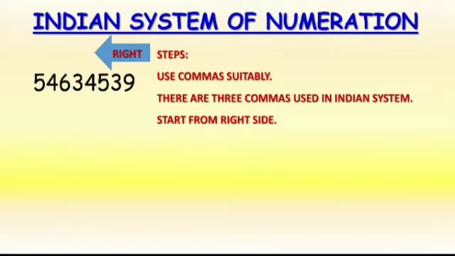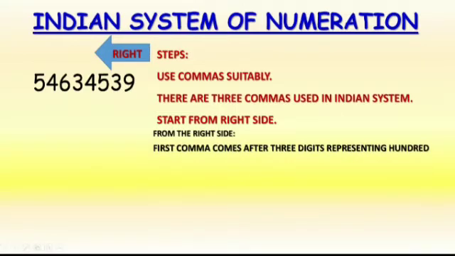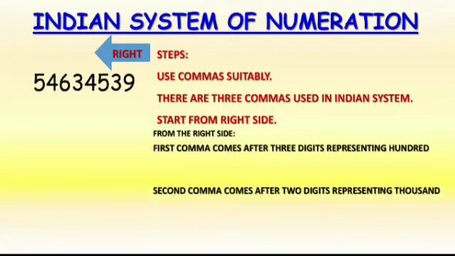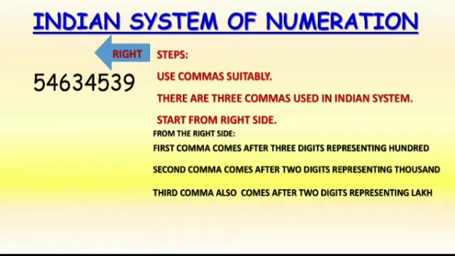So basically from the right hand side we have the first comma comes after 3 digits representing 100, the second comma comes after 2 digits representing 1000, and the third comma comes after 2 digits again representing lakhs, which will look as following. So remember, whenever you write a number, you need to mark the comma first. Then after marking the comma, you need to place the place value of the given number.